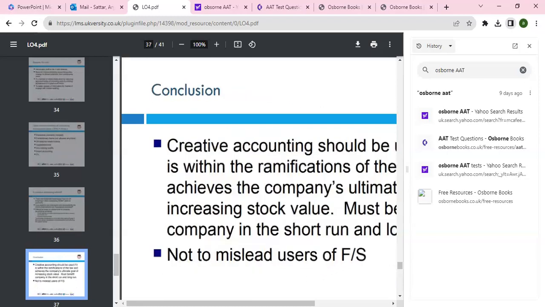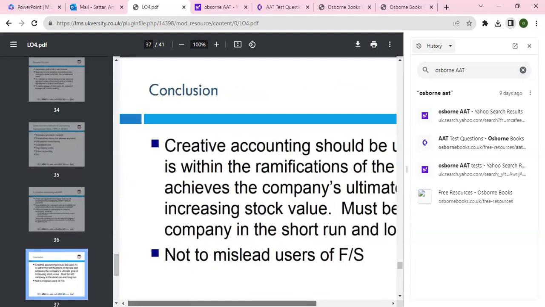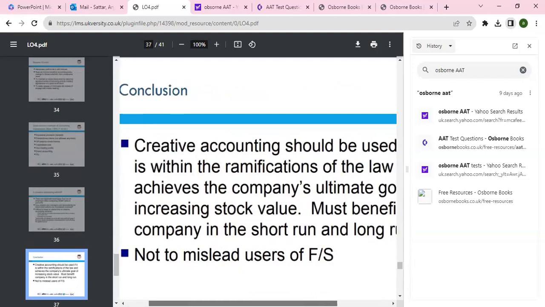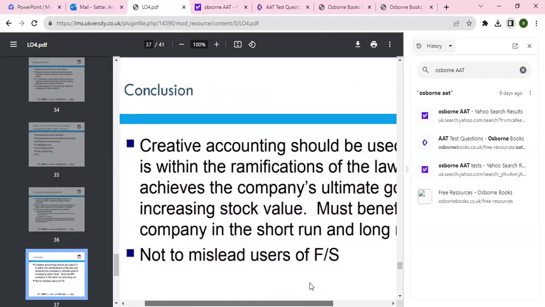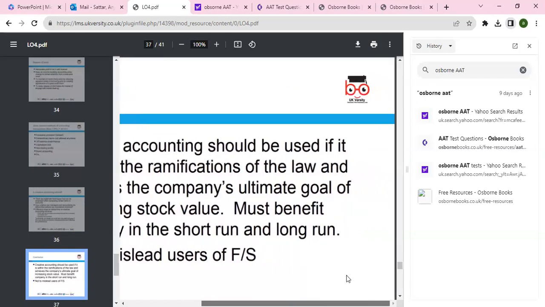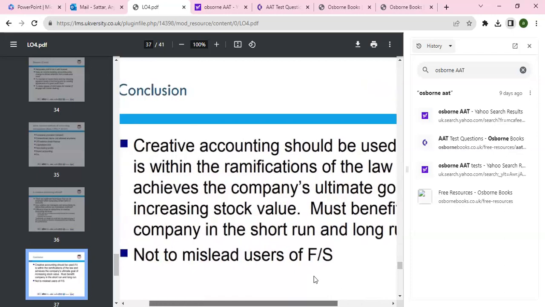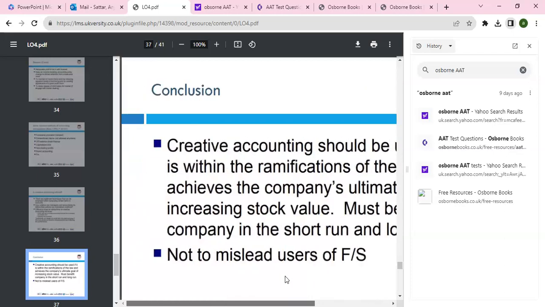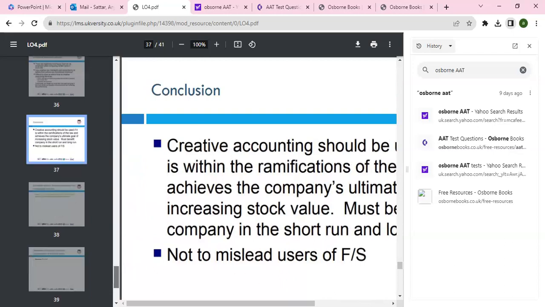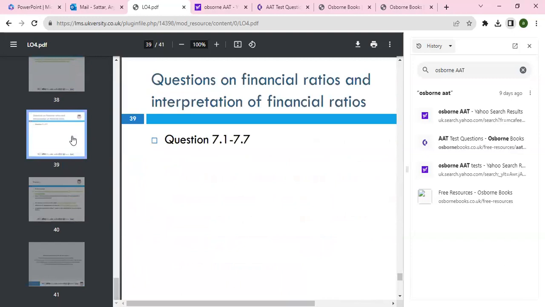In conclusion, creative accounting should be used within the law, to achieve the company's ultimate goals, increase the stock value and benefit the company in the short run and the long run, and not mislead. Because under IAS 1, which is the key we learned in lesson 1, we must provide true and fair information. So we can use the financial ratios to look around.